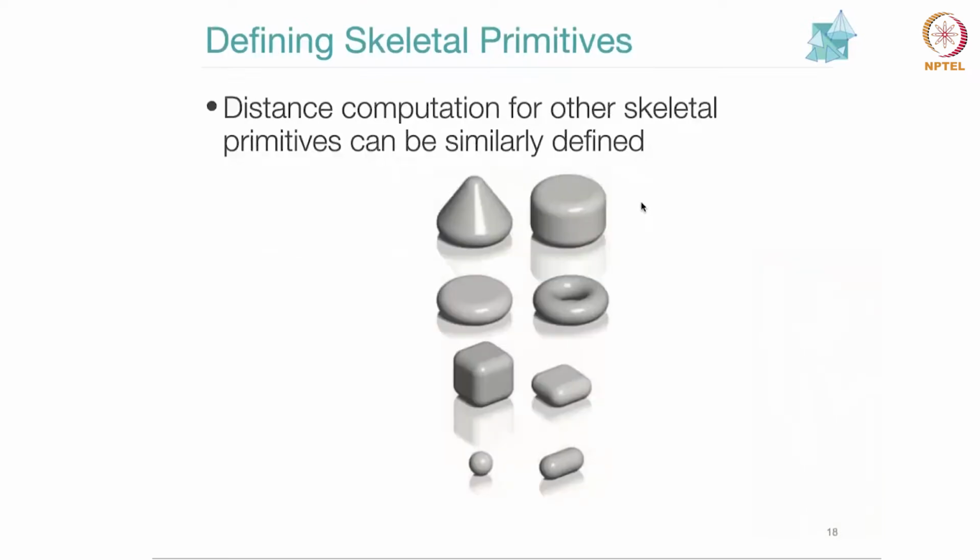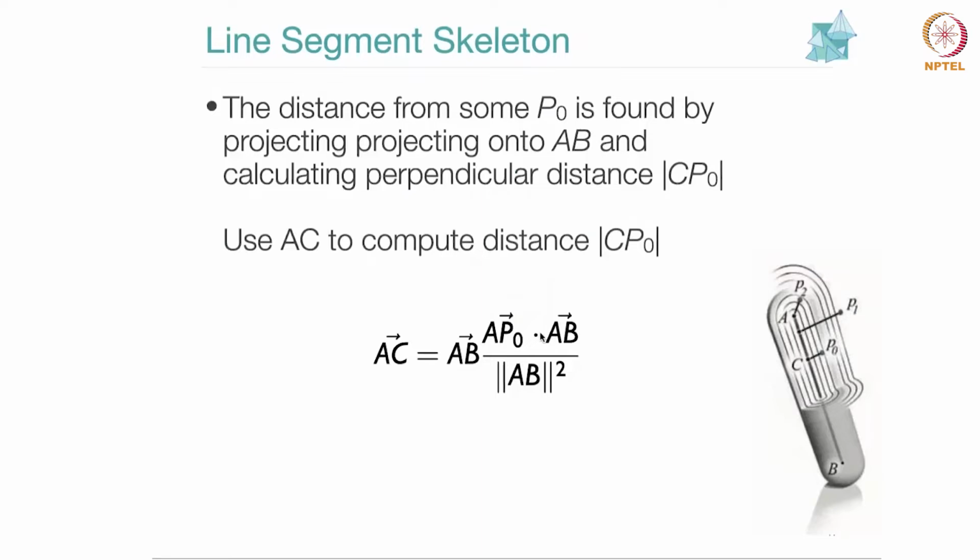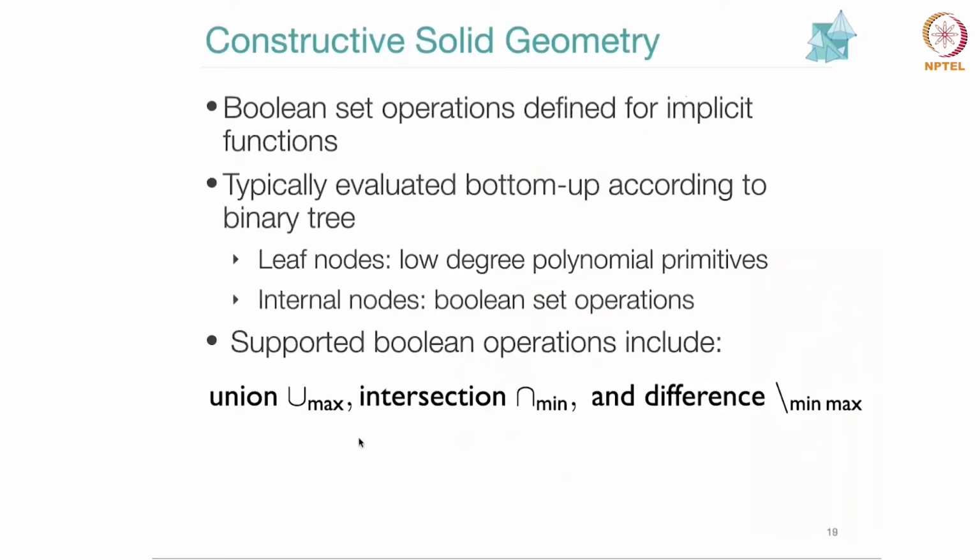All right. So these are some of the distance fields defined on these primitives. Could somebody guess what the primitives could have been? Do you recall? Can you guess the primitives?